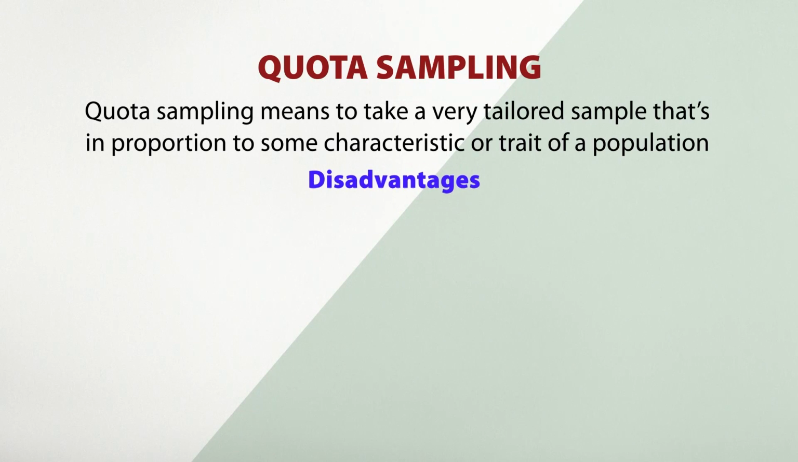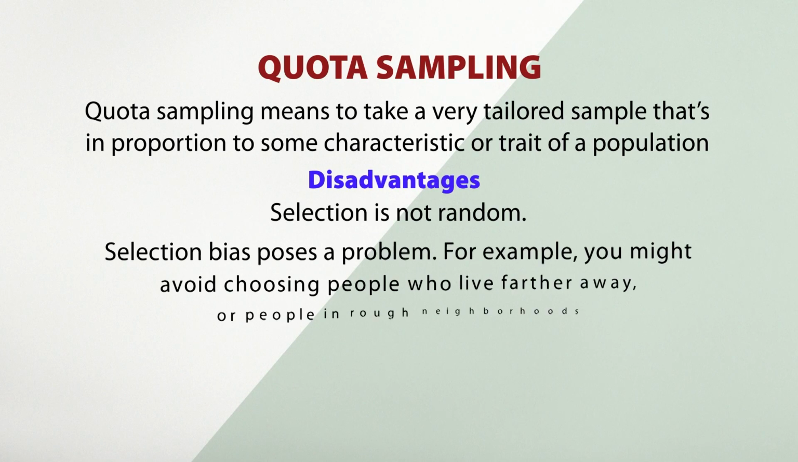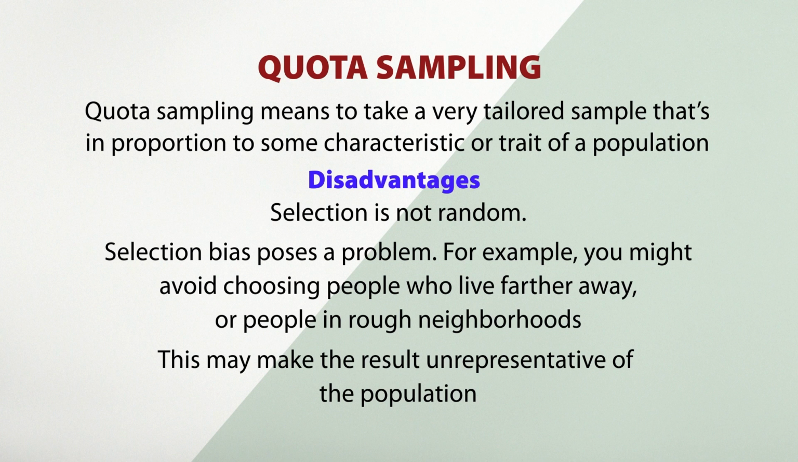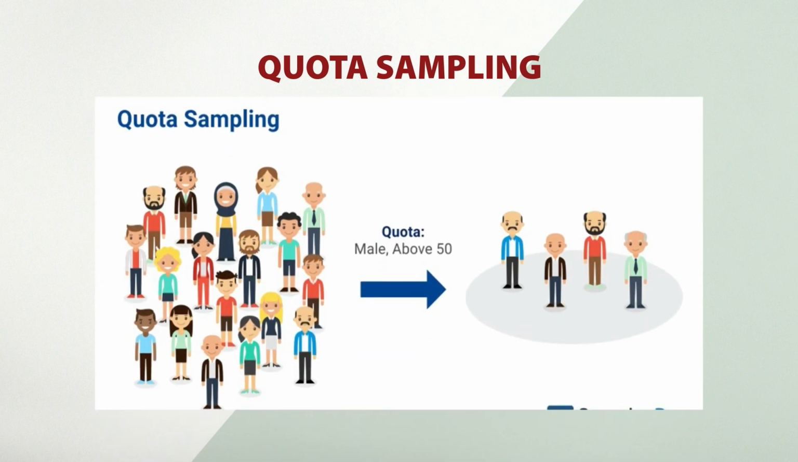What we have observed is that sometimes certain probability sampling is not applicable, and in that case quota sampling is going to be done. This quota sampling is used massively by governments, and selection is not random. Selection bias poses a problem. For example, you might avoid choosing people who live farther away or people in rough neighborhoods. This may make the results unrepresentative of the population. So this is a model of quota sampling where, from this particular group, the male population was taken, who are in the bracket of 50 years.